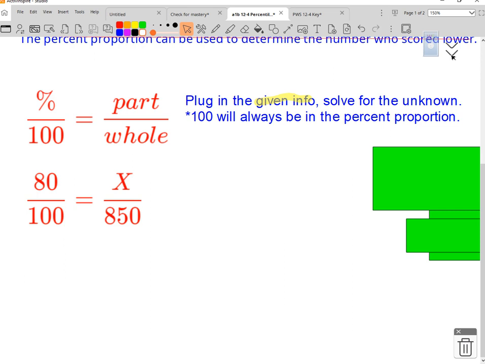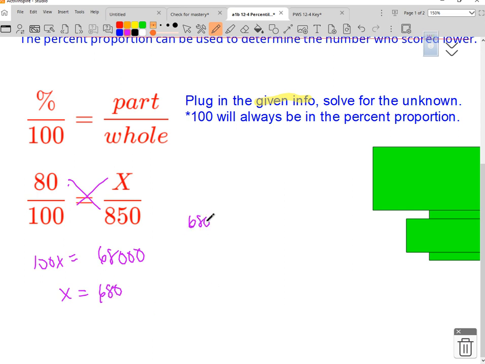You guys remember how to solve a proportion? How do you solve a proportion, Jason? Or Jacob? Cross multiply, and then just solve, okay? So it's going to be 100 times x equals 80 times 850, and that's 68,000. Now we're solving for x. We're going to divide both sides by 100, and x is 680.